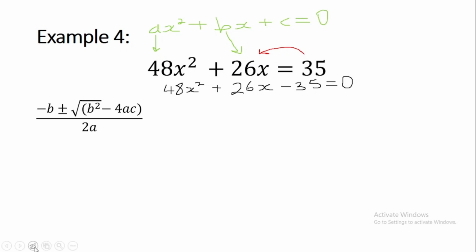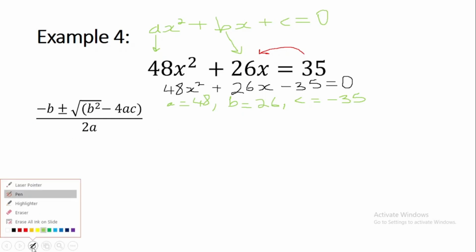So now we have to write what our a is, what our b is, and what our c is. So a is going to be equal to 48, because that's the coefficient. b now is going to be equal to 26. c is going to be equal to negative 35. And now that we know what our a, b, and c are, we're just going to plug them into the formula, and we will solve to find the two possibilities of x.